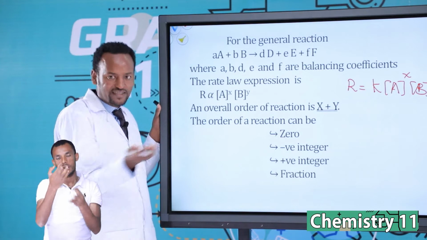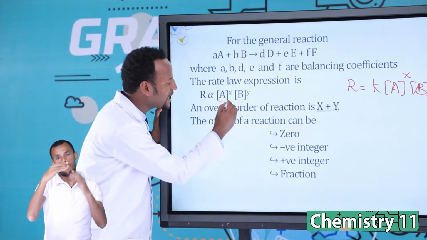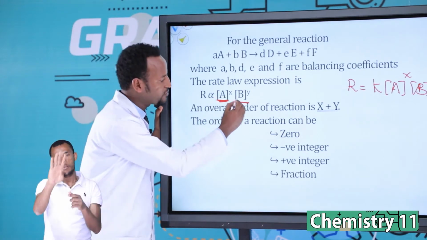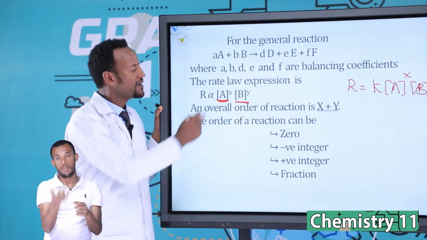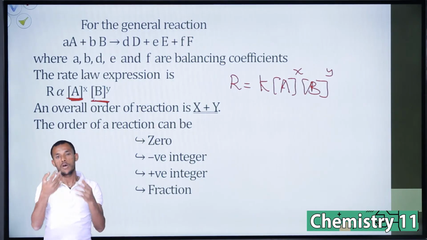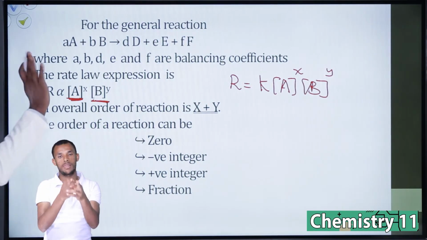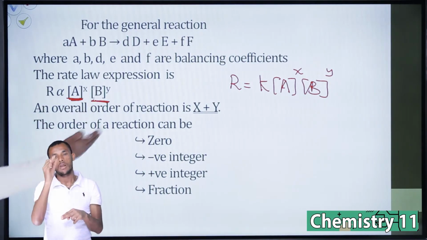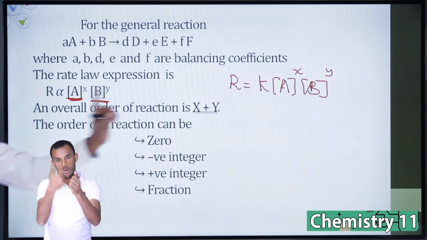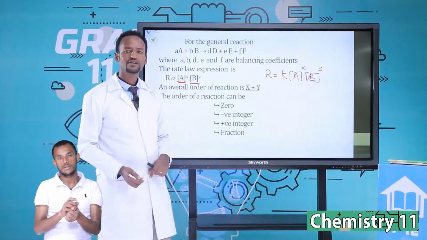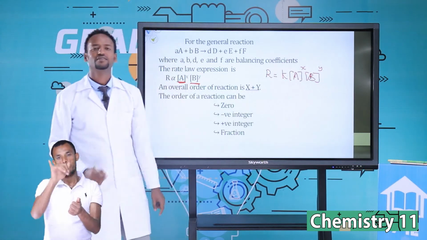Rate is directly proportional to [A] and [B]. Why capital A and capital B? Because capital A and capital B indicate the concentrations of the reactants. Rate does not depend on D, E, and F. By the way, the order of A is x. The order of B is y.